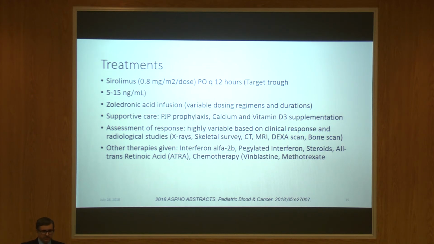The supportive care was very similar in most institutions, and another very variable assessment that we found is how response was assessed. So is it clinical, is it radiologic, is it both, and what should we use in terms of radiologic response? Some used MRIs, some used MRIs and DEXA scans and bone scans, so it was very variable. A lot of patients received other therapies before they were switched to sirolimus and bisphosphonate, including chemotherapy.